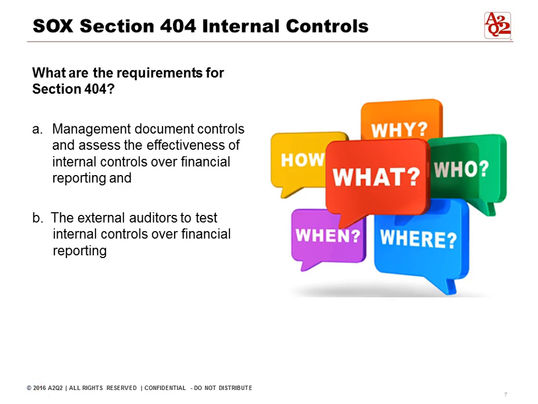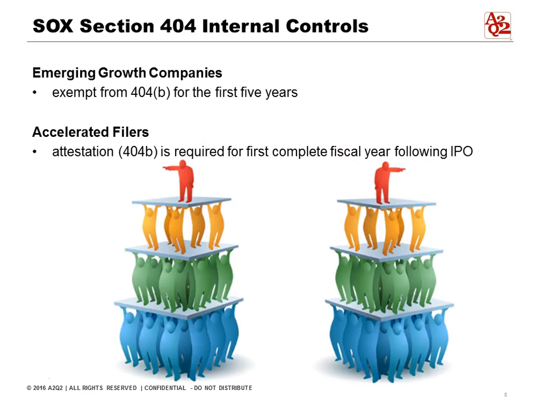What are the requirements for Section 404? There are 2 parts. Part A requires management to document controls and assess the effectiveness of internal controls over financial reporting. And Part B requires the external auditors to test the internal controls over financial reporting. Under the Jobs Act, emerging growth companies are exempt from 404B for the first 5 years. Remember, though, that EGCs still need to document and assess internal controls annually, Part A.